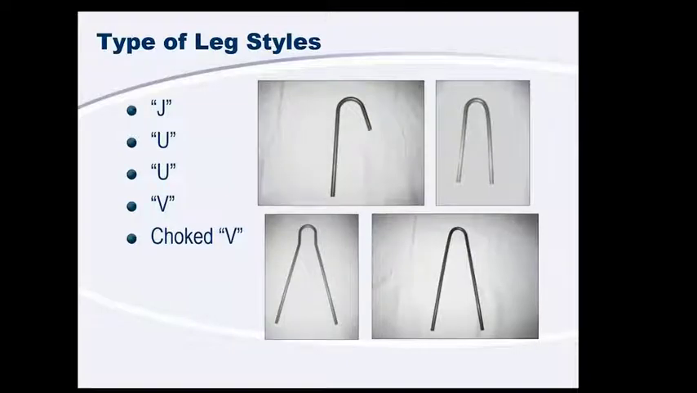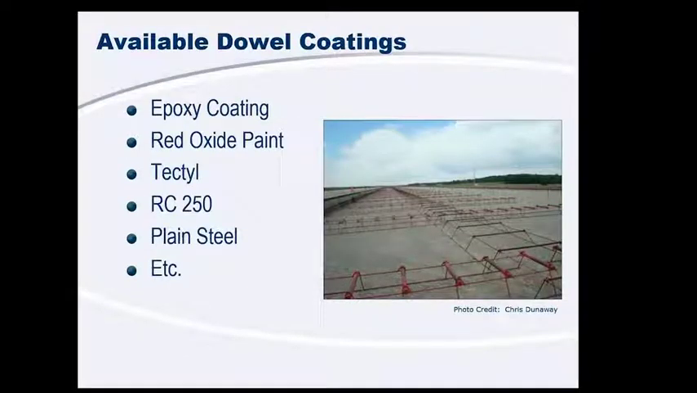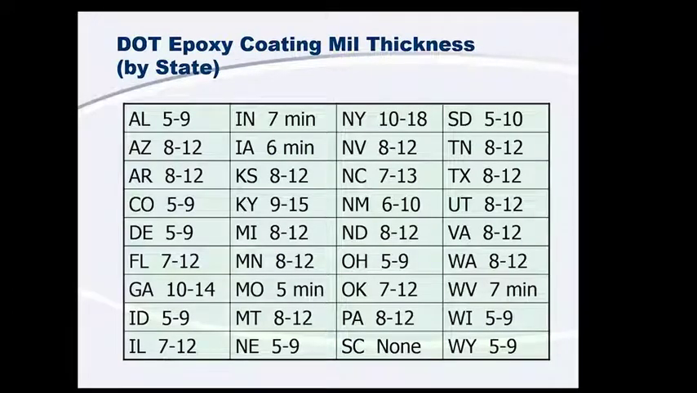Another option, there are different types of leg styles. You can see the J, the U, the V, the choked V, and there are also different types of coatings on our dowels as well. From epoxy coating, which is our most common one, red oxide paint, Tectol, plain steel, stainless steel. They're all different kinds of dowel bars that we've used and seen decent performance.